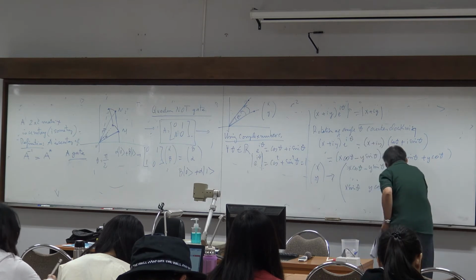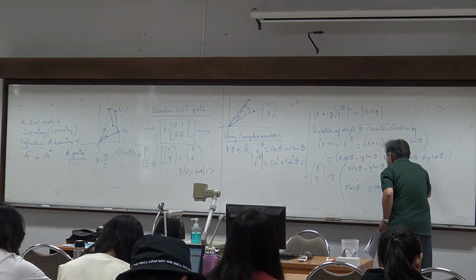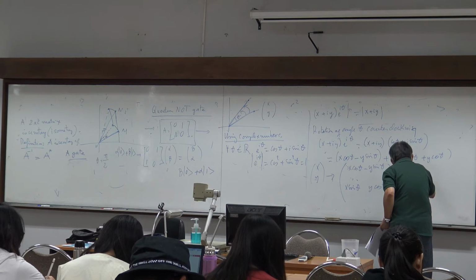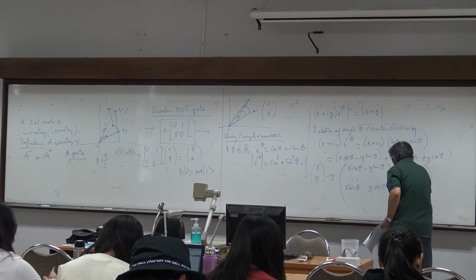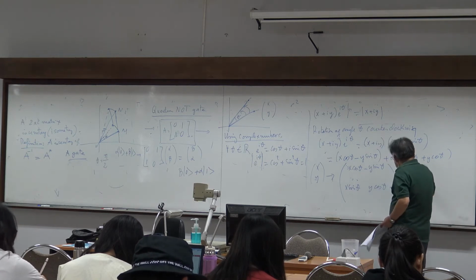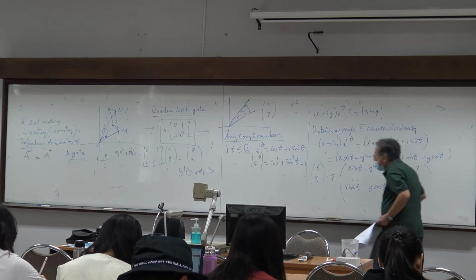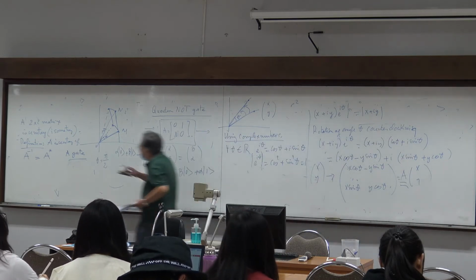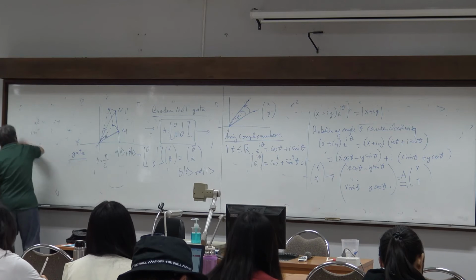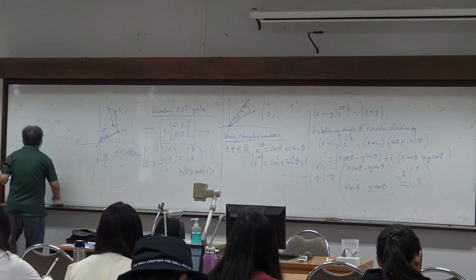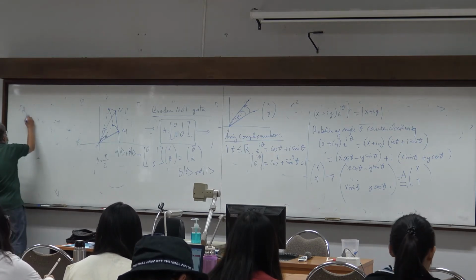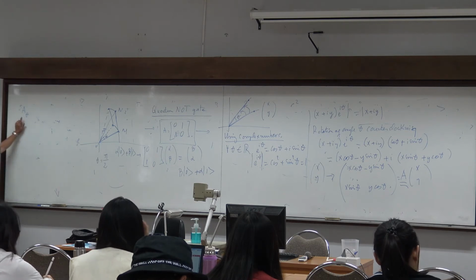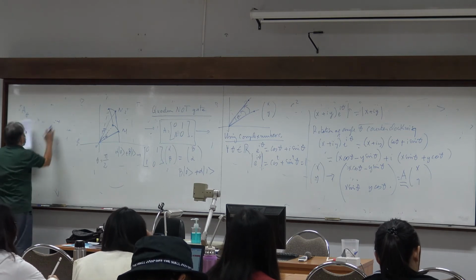So this is the matrix A times x1. So what is theta? What is the matrix? When you plug it in, it gives this one. That is simply A theta. This is the rotation of angle theta. And that is the matrix.